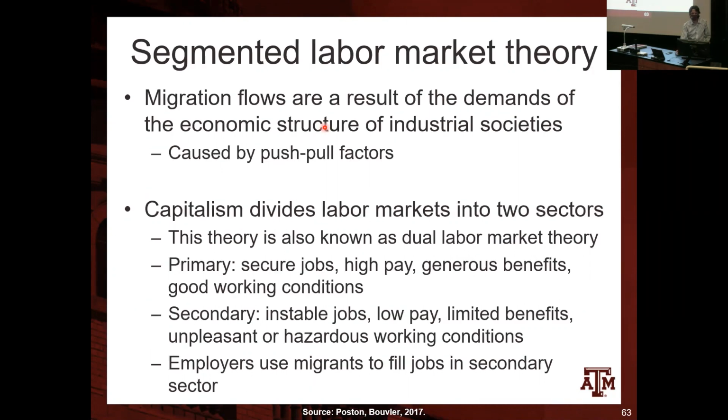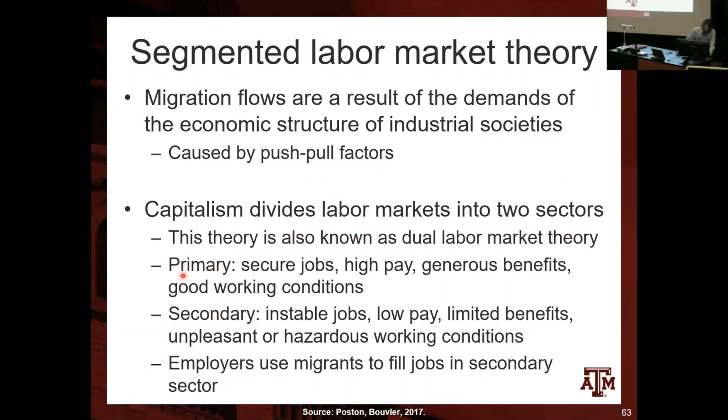The segmented labor market theory. Migration flows are a result of the demands of the economic structure of individual industrial societies. So it is caused by pull factors. And as I mentioned before, this theory emphasizes that the labor market has two major sectors, the primary sector and the secondary sector. And these sectors are a consequence of the development of capitalism. And exactly because this theory emphasizes these two sectors, it is also known as the dual labor market theory.